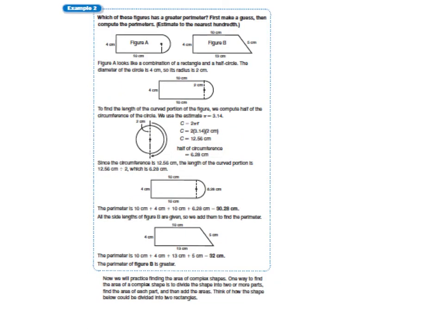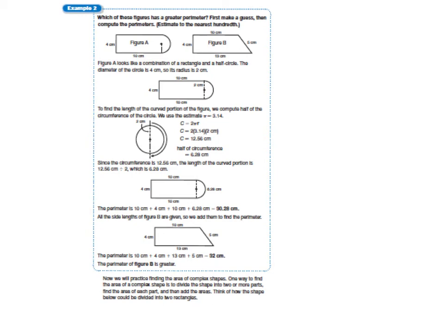In example number 2, we have a new challenge. We're asked to look at 2 figures and figure out which one has the greater perimeter. We can first estimate and then compute the perimeters, and we can estimate to the nearest hundredth. It looks like the one on the left is going to involve finding the perimeter or circumference of a circle, and the one on the right has everything already given. So let's look at the one on the left and find out how we're going to find that missing curve that's over on the right-hand side of the figure.